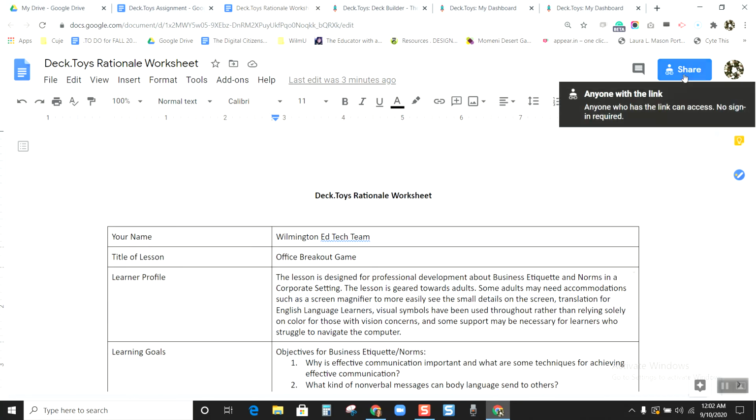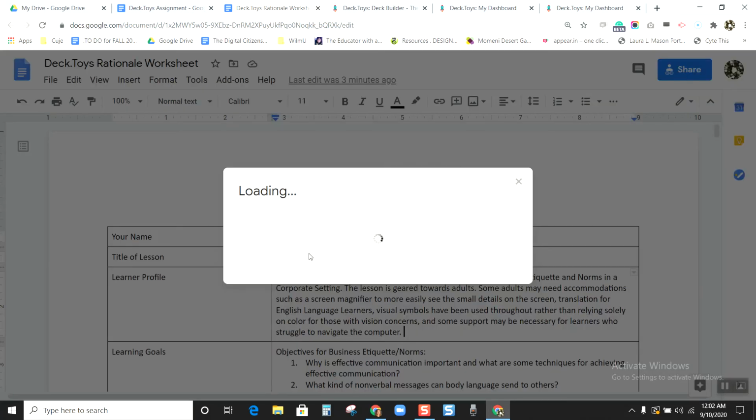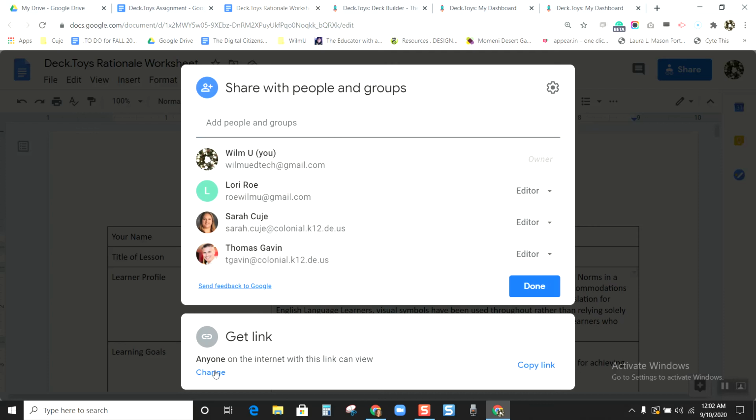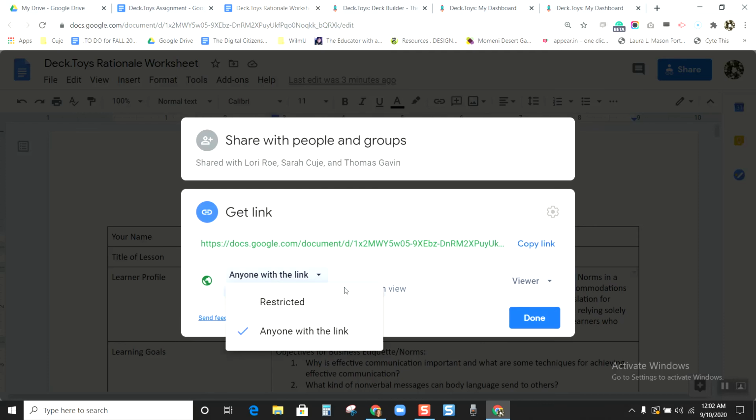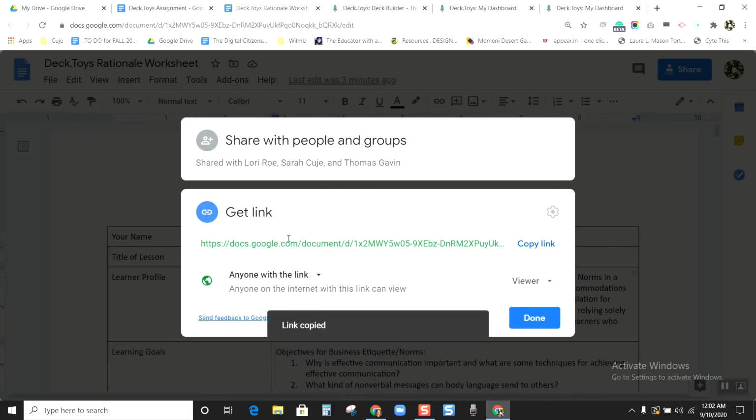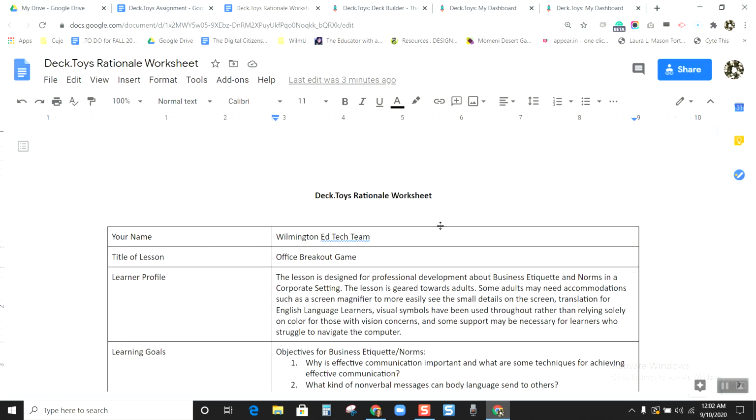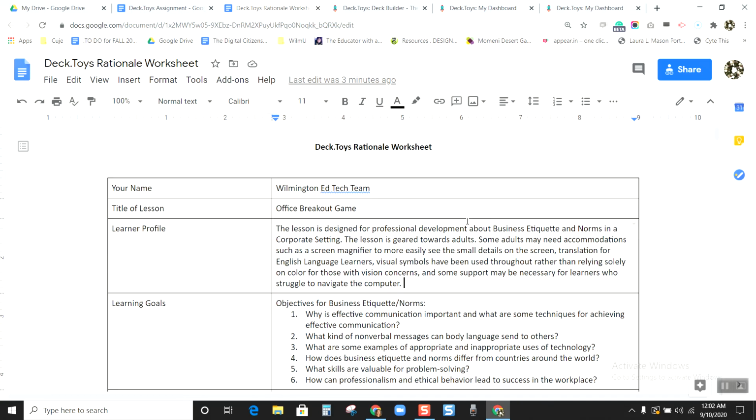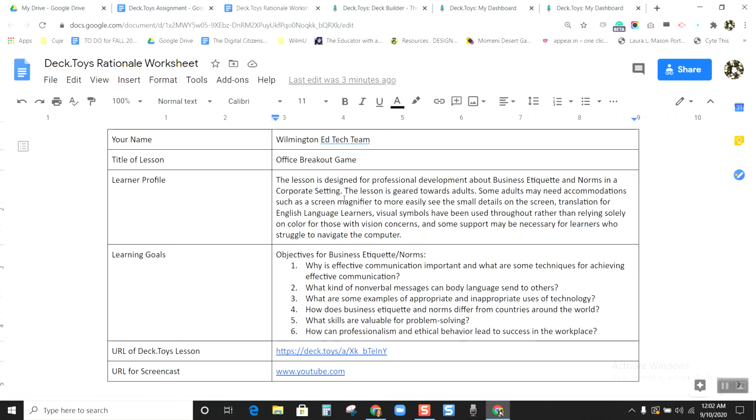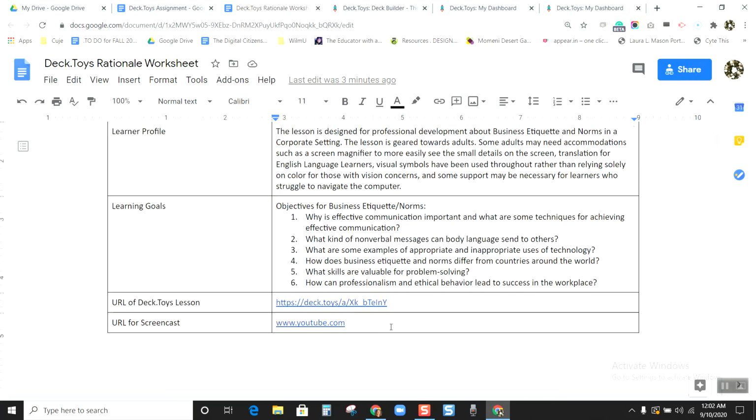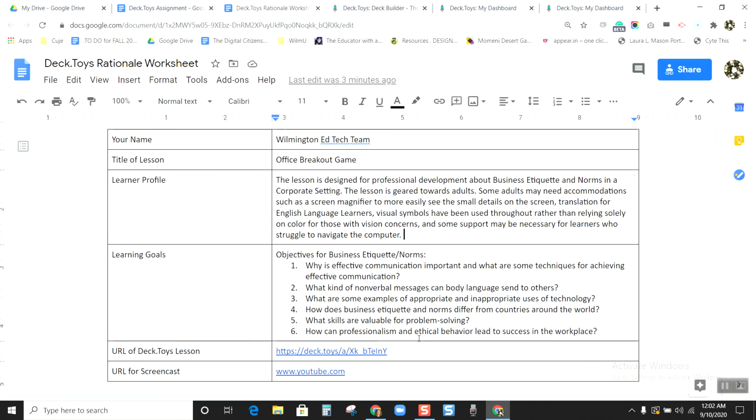This rationale worksheet, if you created it in Google, please make sure that you change it so that anyone with a link can view. Then you want to copy that link, and this is the link that you will be submitting in Canvas and on your portfolio, because that way whoever wants to see your lesson can first get an idea of who the lesson is designed for, what kind of learning goals it's hoping to achieve, and then be able to view both the actual lesson deck as well as your screencast overview.